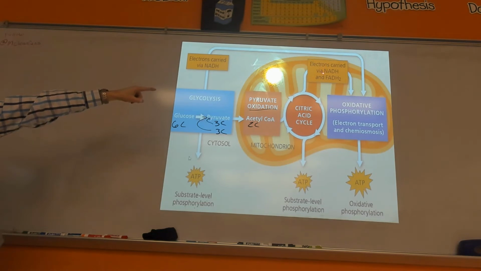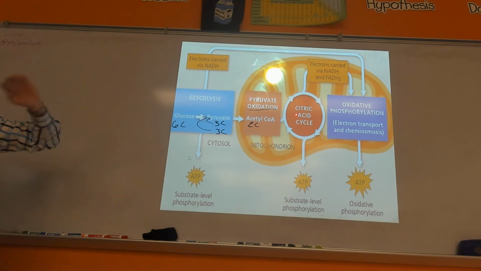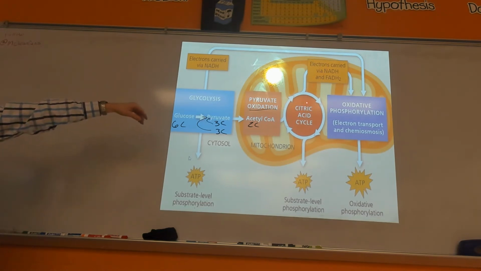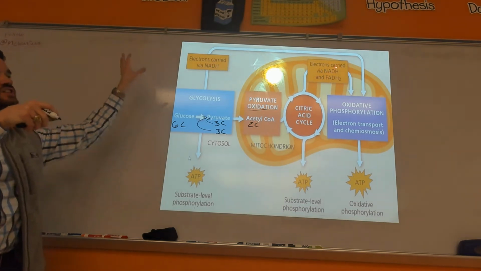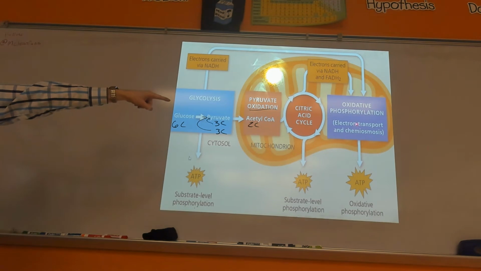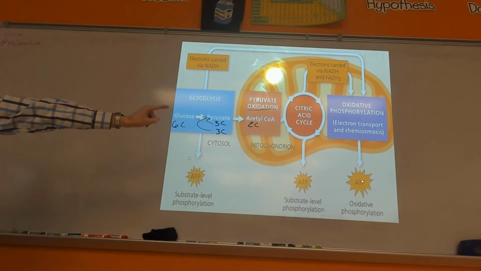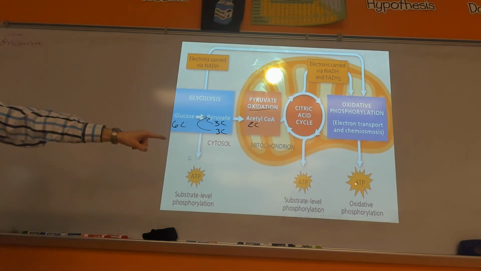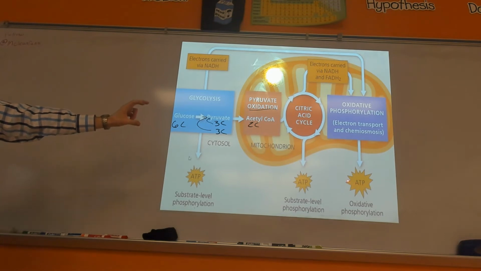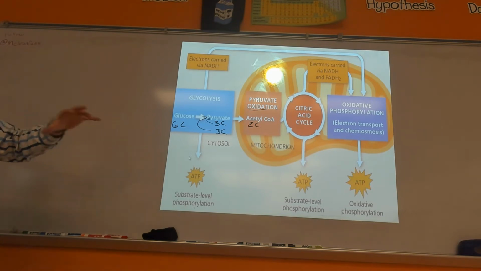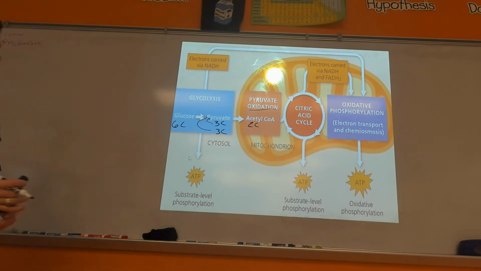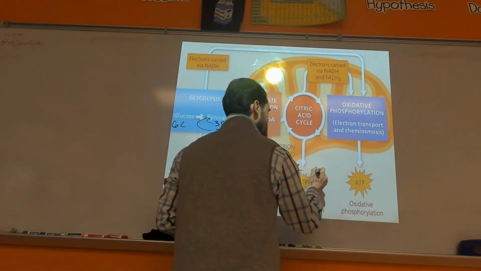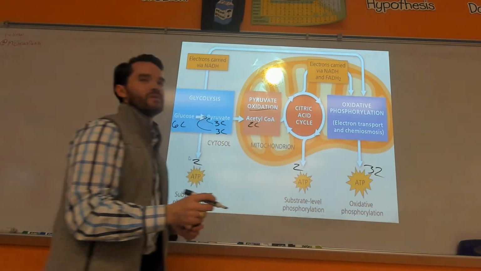That's why you have even more electrons coming out of pyruvate oxidation and the citric acid cycle. All of those electrons then get fed into the electron transport chain, where we make the most ATP. That's why they have the bigger circle around the ATP. You only make 2 ATP in glycolysis, but here you make 32 ATP.